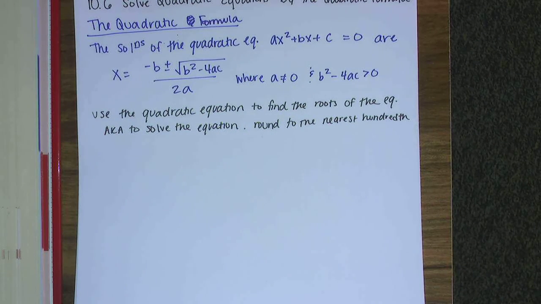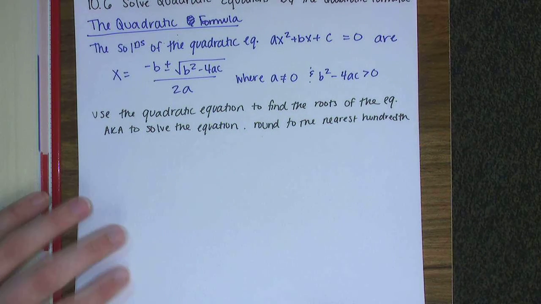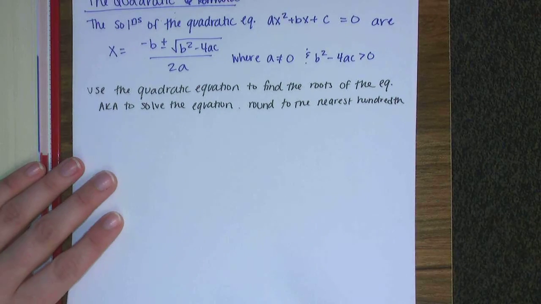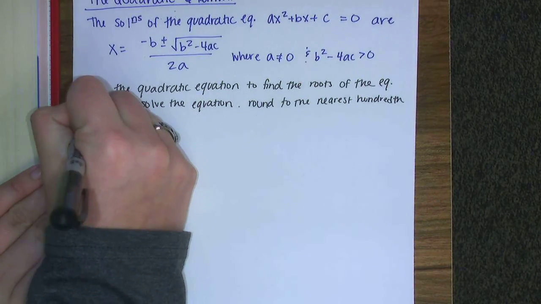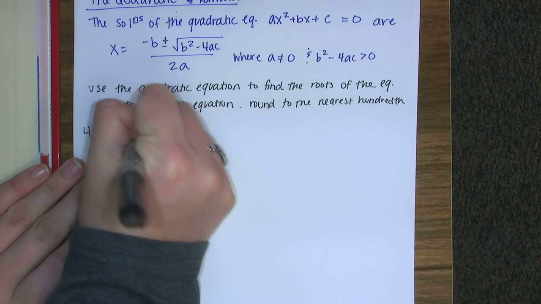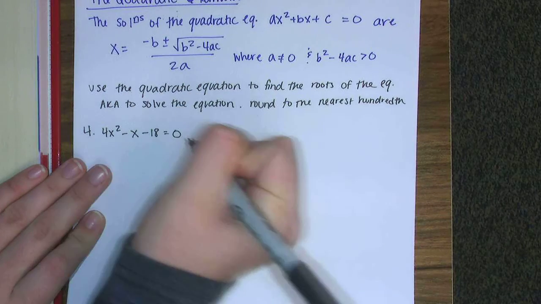Okay, so something like 3 through 11 is already set up in the correct form for you. So we'll just start out with number 4. So 4x squared minus x minus 18 is equal to 0.